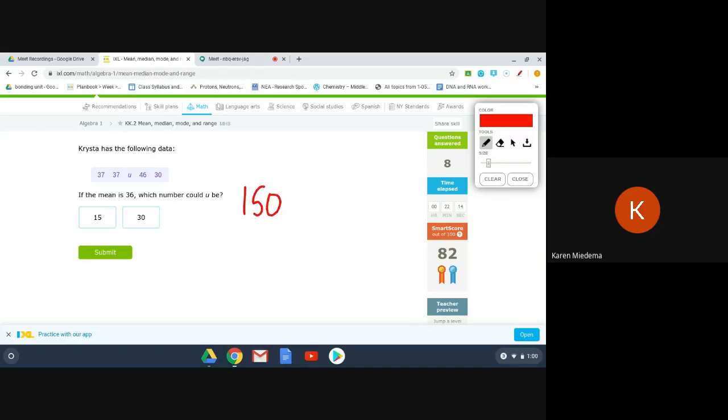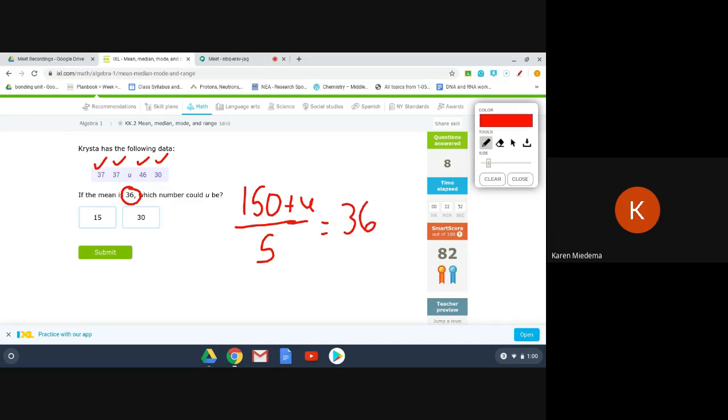Okay, those are for those 4 numbers, 1, 2, 3, 4. And it says if the mean is 36. Now, I know that I'm going to divide this data by 5 because there's 5 total numbers. And I want to add something, whatever the value of u is. But I know that 150, which is the 4 numbers that I already have, plus some other value, divided by 5, is going to give me an average of 36.